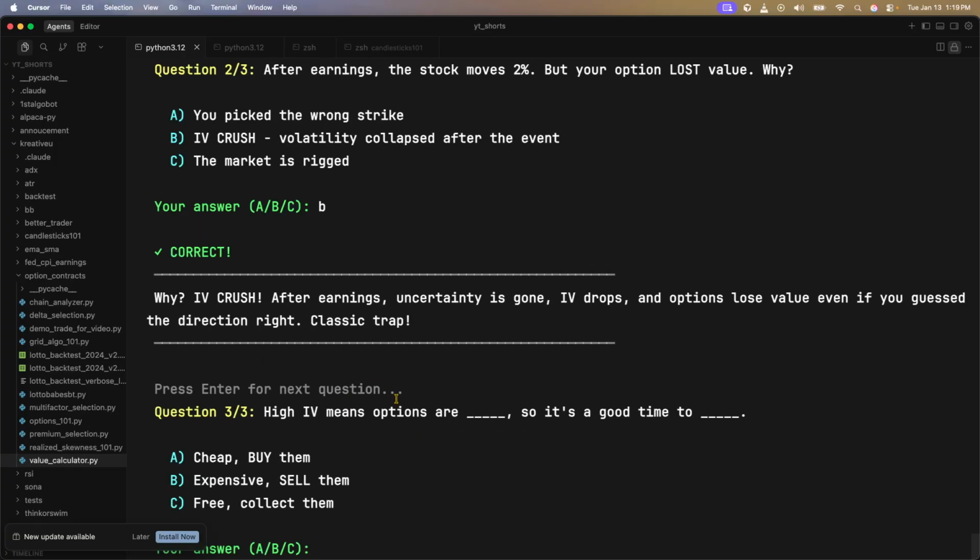So high IV options are blank, so it's a good time to blank. So high IV option contracts are cheap, so it's a good time to buy them. Interesting. High IV contracts are expensive, so it's a good time to sell them. I think I heard that before. High IV contracts are free, so it's a good time to collect them. Bam, I wish. If all I had to do was, hey, this IV is kind of high right now, run me that. If all we had to do is that, why not, big bruh? All right, so it is going to be B.